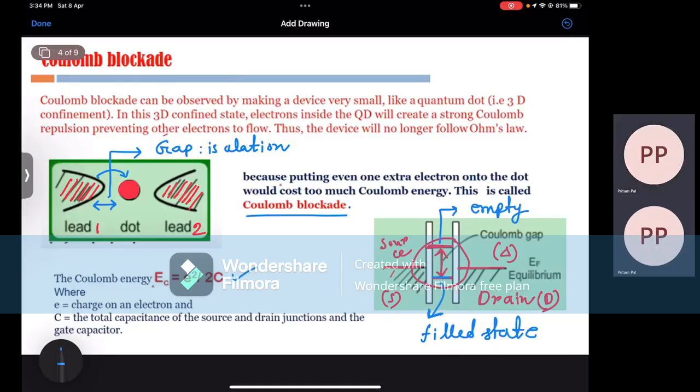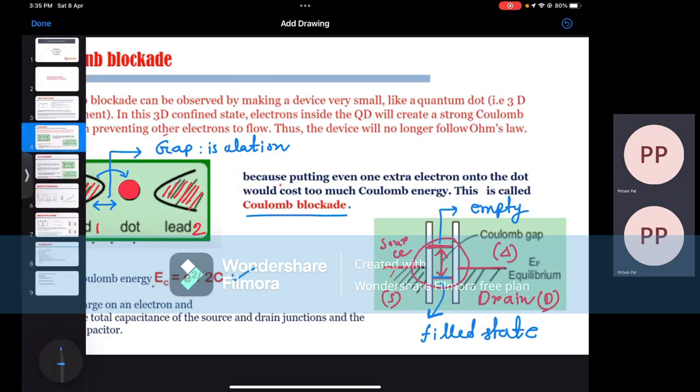If the size decreases, what will happen? This Coulomb gap increases. This Coulomb gap increases if the size of the quantum dot decreases. Obviously, it means a large amount of energy needs to be supplied if you want to move an electron from the source to this dot, right? So the same situation is shown here. Let me go to the next slide.